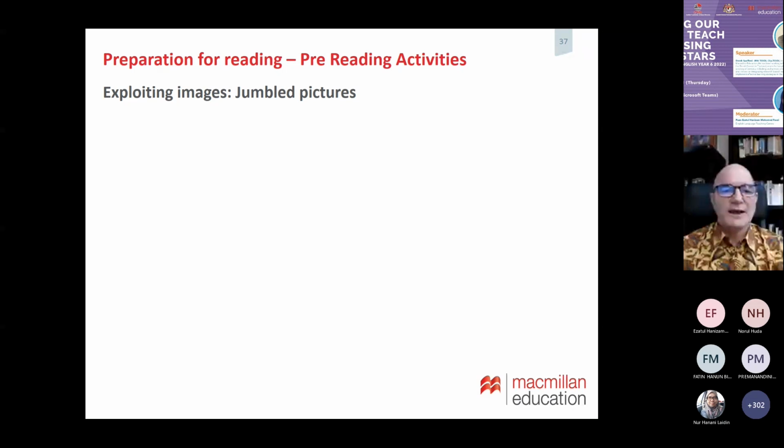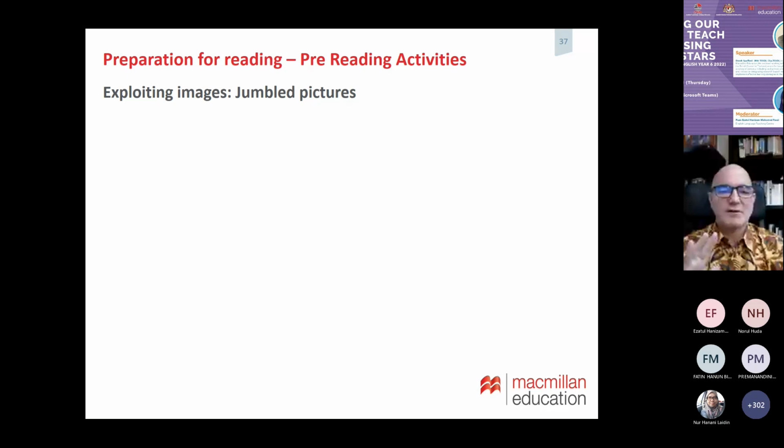is an activity called jumbled pictures. All right, it's a very simple activity to do. All you need to do is to make a copy of the picture or pictures that you want to use, and then cut the pictures up into equal pieces. Now, this is obviously perfect if you're teaching face-to-face students. If you're working online, it's a bit more of a challenge, but with face-to-face, this is going to be great.